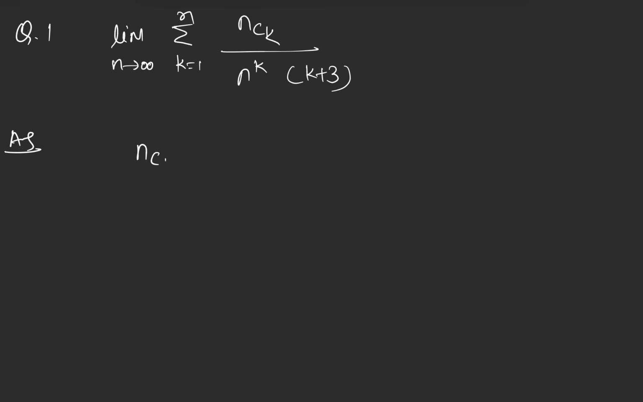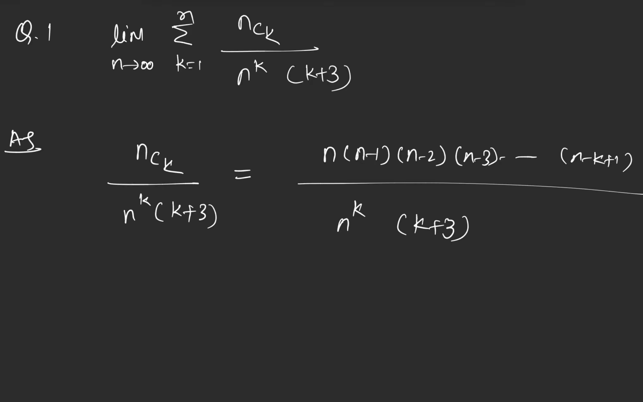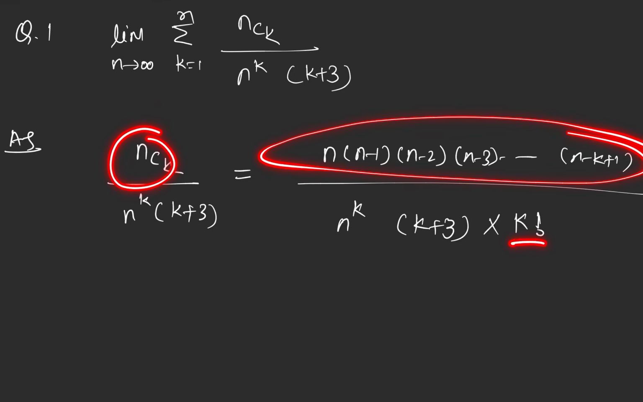First of all, I'll solve this term, nCk by n power k into k plus 3. Okay, whatever is written. So this I can write actually as n minus 1, n minus 2, n minus 3, up to n minus k plus 1, divided by n power k into k plus 3. Okay, into k factorial also I'll write, because if I'm writing nCk, so nCk will be this divided by this.